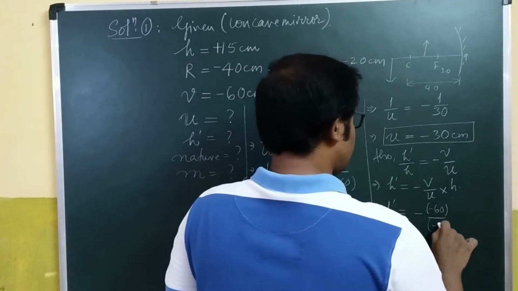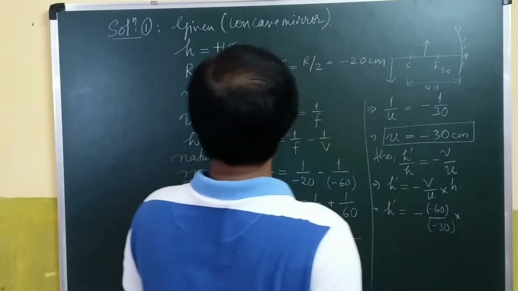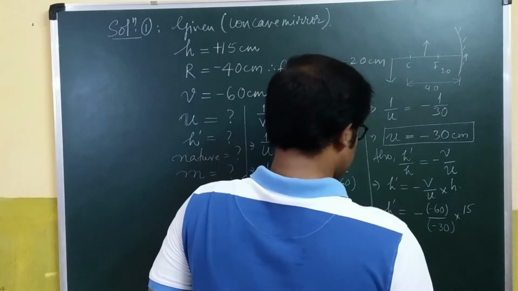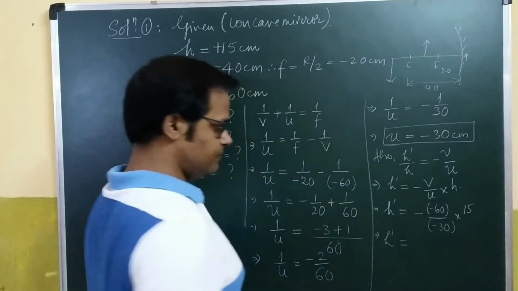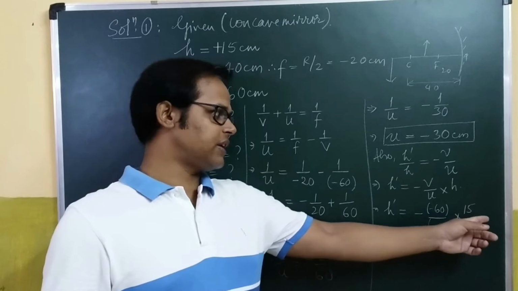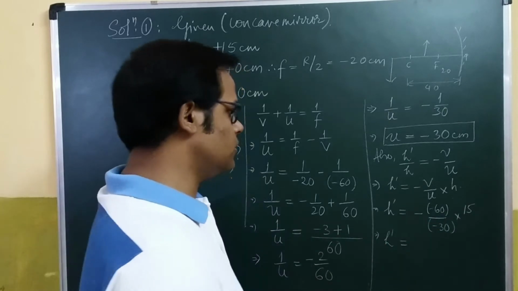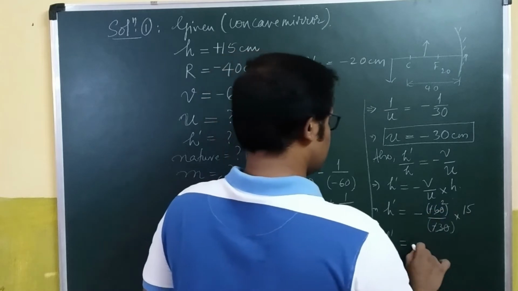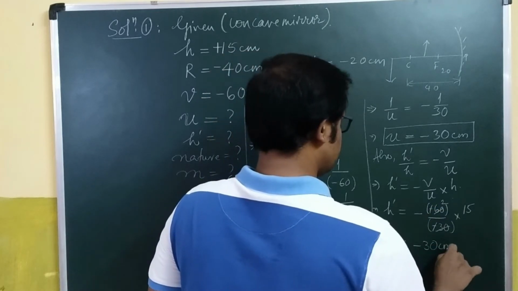U is minus 30 and h, height of the object, is 15. So I've neglected writing the units. You can see that the units will get cancelled for this too, but that extra centimeter lives on, and this minus is out, then 32, and you get the answer as minus 30 centimeters.